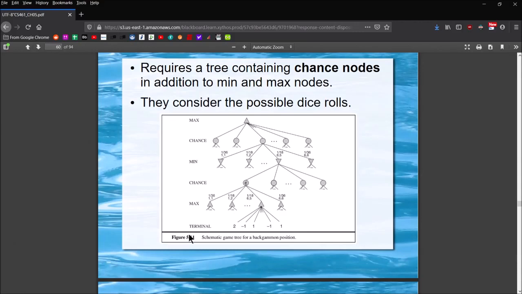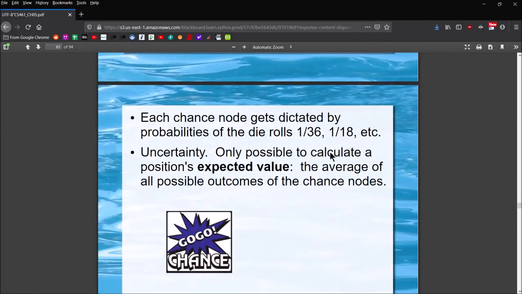And so again, we've got an abbreviated game tree that's taking random chance into consideration, right? As I was saying, each chance node gets dictated what it's going to generate based off of the probabilities of the die roll. Now what this means is that there's uncertainty, so the only thing we can do is calculate a position's expected value. Okay, and so what is that?